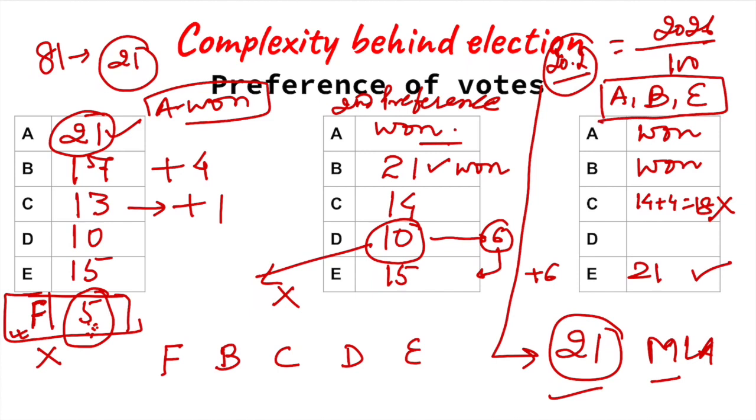Understood? This is the method of the single transferable vote system. I hope you have understood. If you have any problem understanding this complexity, you can ask me in the comments.